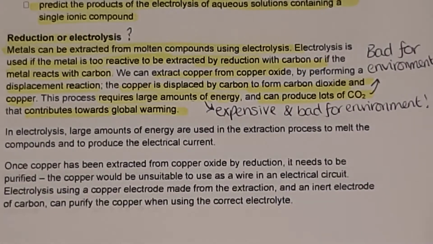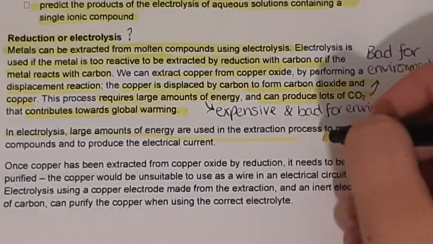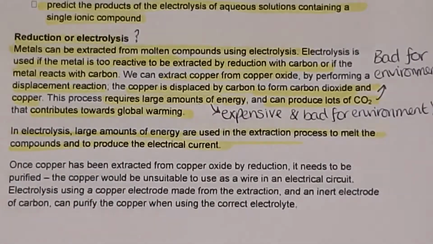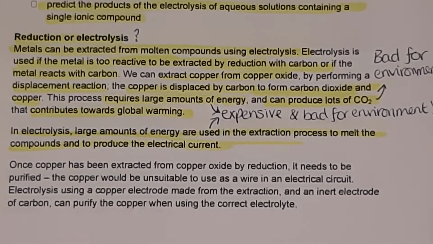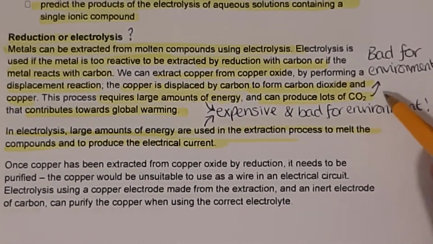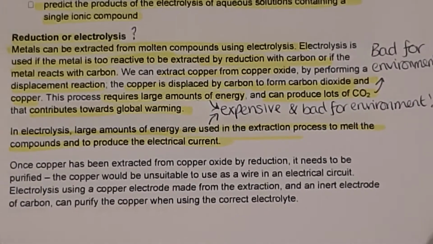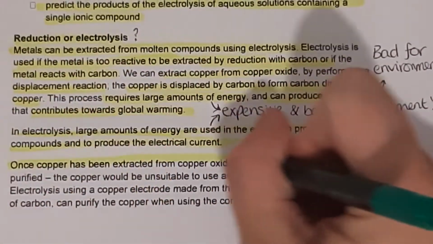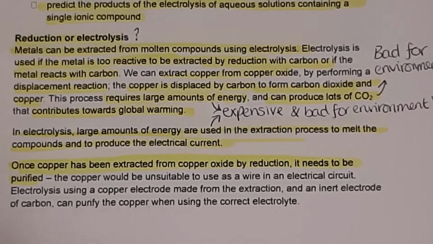So, moving on, in electrolysis, large amounts of energy are used in the extraction process to melt the compounds and then to produce the electrical current. So again, it's expensive and bad for the environment. However, it's not producing quite as much CO2. So once copper has been extracted from copper oxide by reduction, it needs to be purified, and that's really important. So for copper, it's not so much a choice of reduction or electrolysis. In fact, you have to use both.